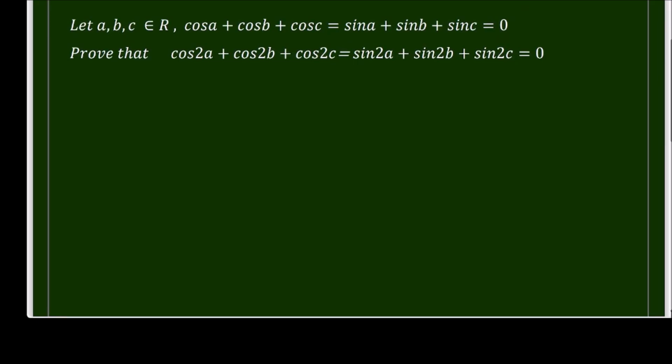The question is: let A, B, C be real numbers given that cos A plus cos B plus cos C is equal to sine A plus sine B plus sine C is equal to 0. That means both terms are equal to 0. We have to prove cos 2A plus cos 2B plus cos 2C is equal to sine 2A plus sine 2B plus sine 2C equals 0.